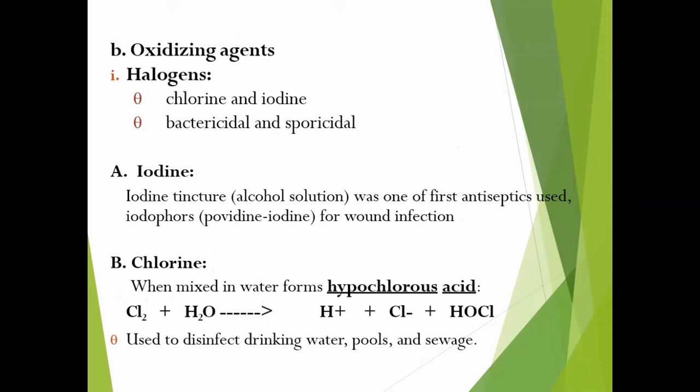So what is going on? When chlorine and water react, hydrochloric acid and hypochlorous acid are formed, and it is used to disinfect drinking water, pools and sewers. So if your examiner asks you why you are using chlorine, you say that sir, we are using it for disinfection of drinking water, pools and sewers.